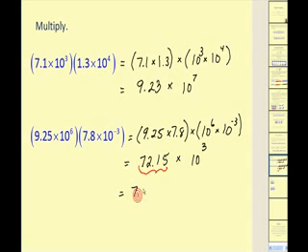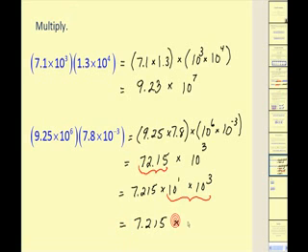This would be the same as 7.215 times 10 to the first times 10 to the third. So now the value of a is at least 1 but less than 10. So now we just have to multiply 10 to the first times 10 to the third to get our final answer, which would be times 10 to the fourth.